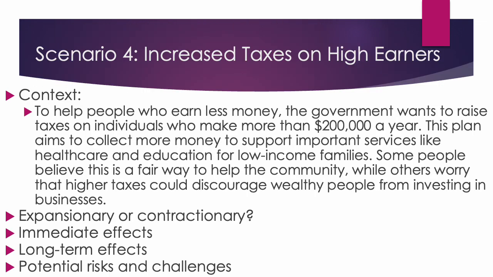So let's take a look at scenario 4. Increased taxes on high earners, also known as higher taxes for rich people. So this is our last one. The government wants to raise taxes for people who can make more than $200,000 a year. They want to use this money to help poor families with health care and education. Some people think this is fair, but others worry it might stop rich people from starting businesses.